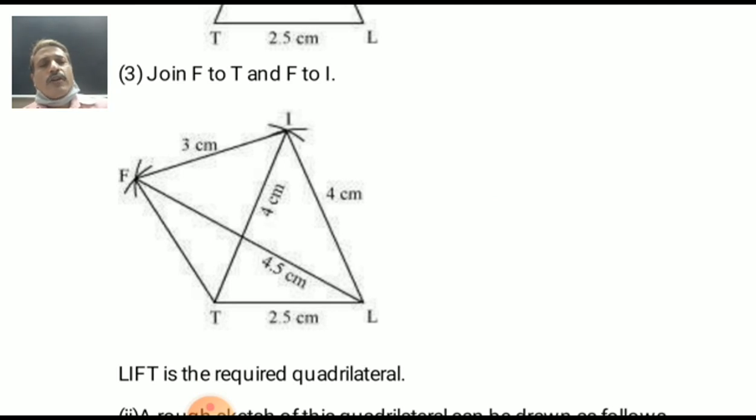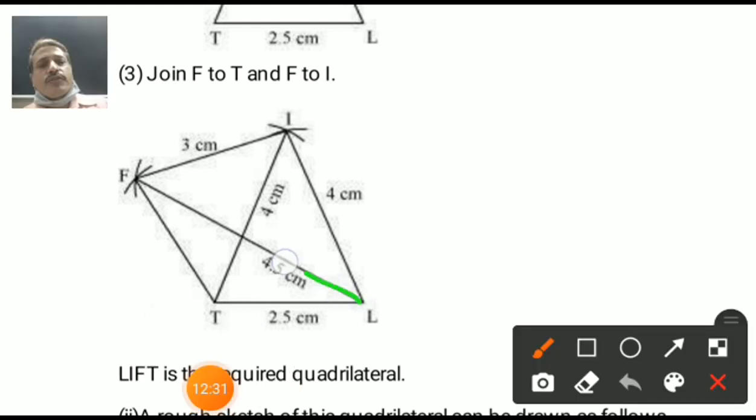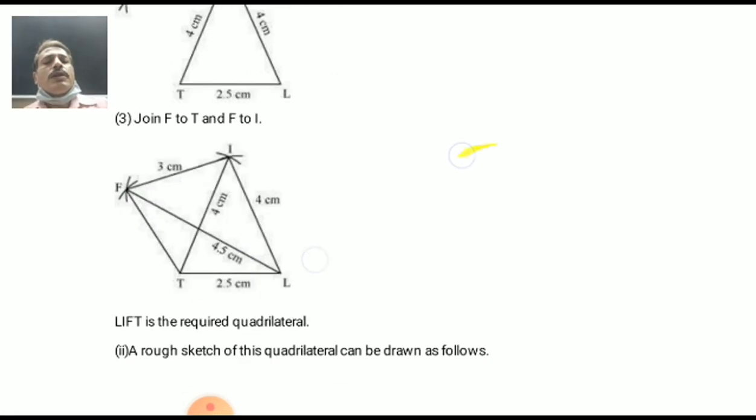Why from L and I, and not T? Because from L the distance is given: LF is 4.5 centimeter. Here some students may be confused. This distance is 4.5 centimeter, so I can draw an arc from here and one arc from here. Isn't it? Yes. Now LIFT is ready. It's our quadrilateral made with the help of two diagonals and three sides.